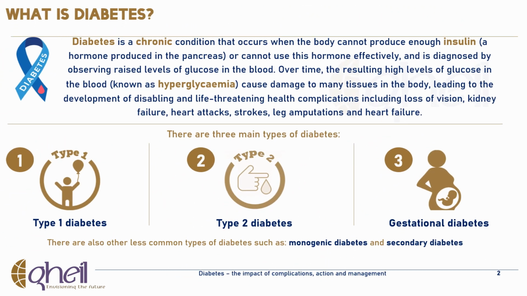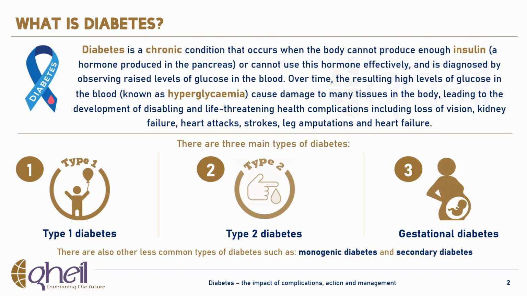The lack or ineffectiveness of insulin in a person with diabetes means that glucose remains circulating in the blood. Over time, the resulting high levels of glucose in the blood, known as hyperglycemia, cause damage to many tissues in the body, leading to the development of disabling and life-threatening health complications.